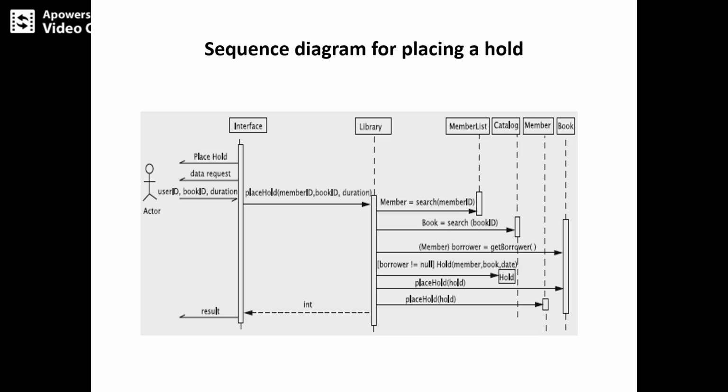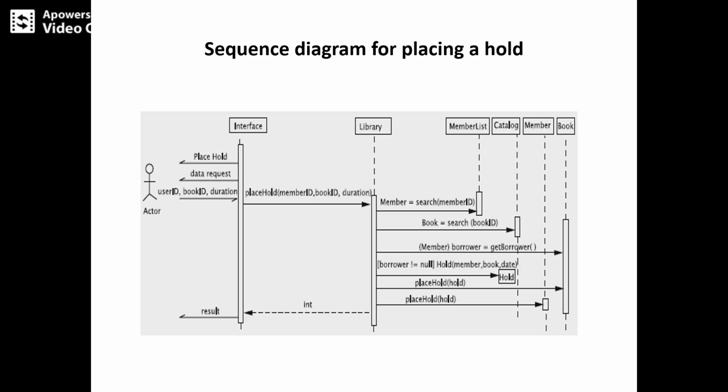So the return type is integer. The result is how many books can be placed on hold. So each customer, depending upon the library rules, whatever the regulation, can hold a number of books. So once again, we will clarify it here.